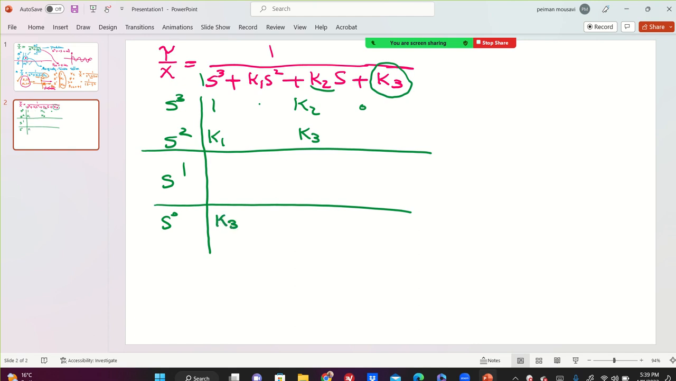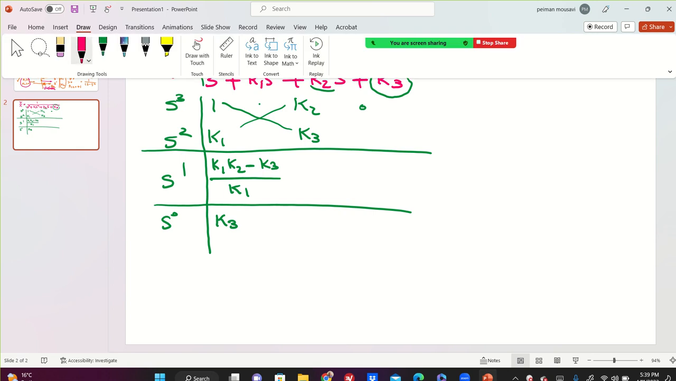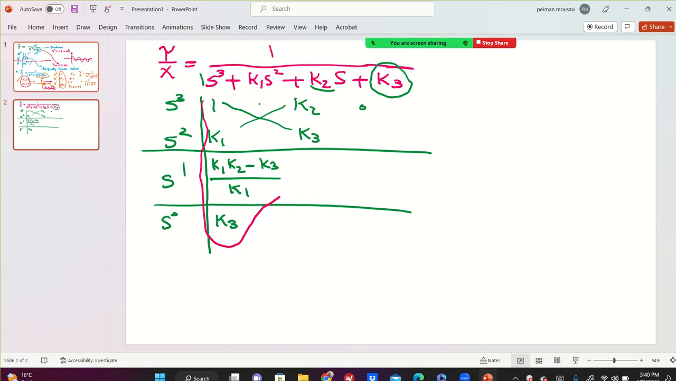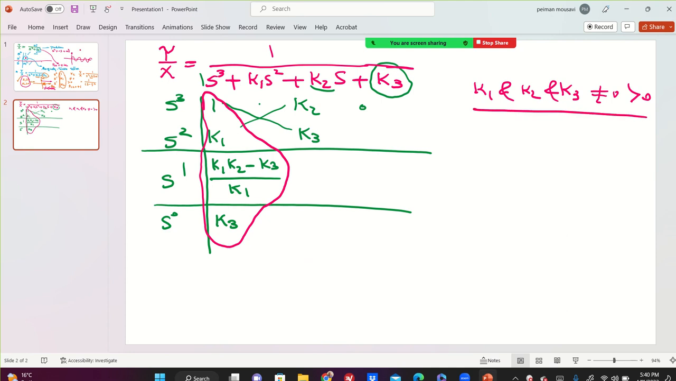So here is k3. So S1 is this multiplied by this minus this multiplied by this divided by 1. So I'm going to K1, K2 minus K3 divided by K1. So based on the Routh stability criteria, the first column must exist and be positive. Obviously, based on the first condition of the Routh stability criteria, K1, K2, and K3 must exist and must be positive. This is one condition. Now, K1 must be greater than 0 from here. K3 must be greater than 0.